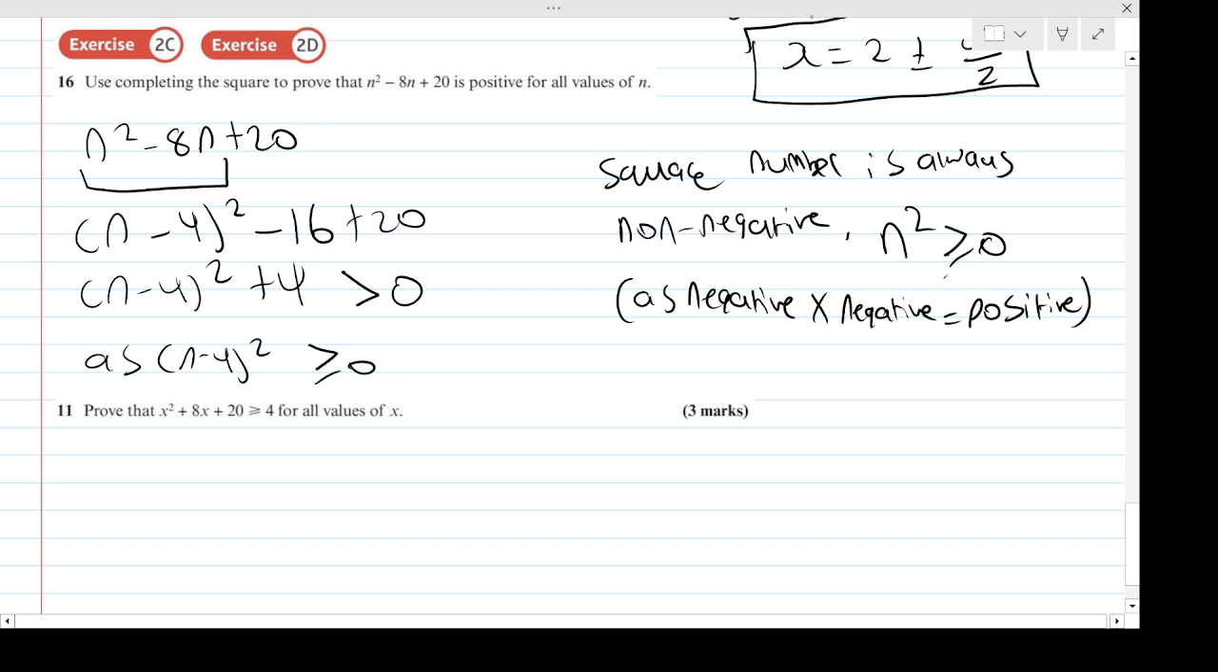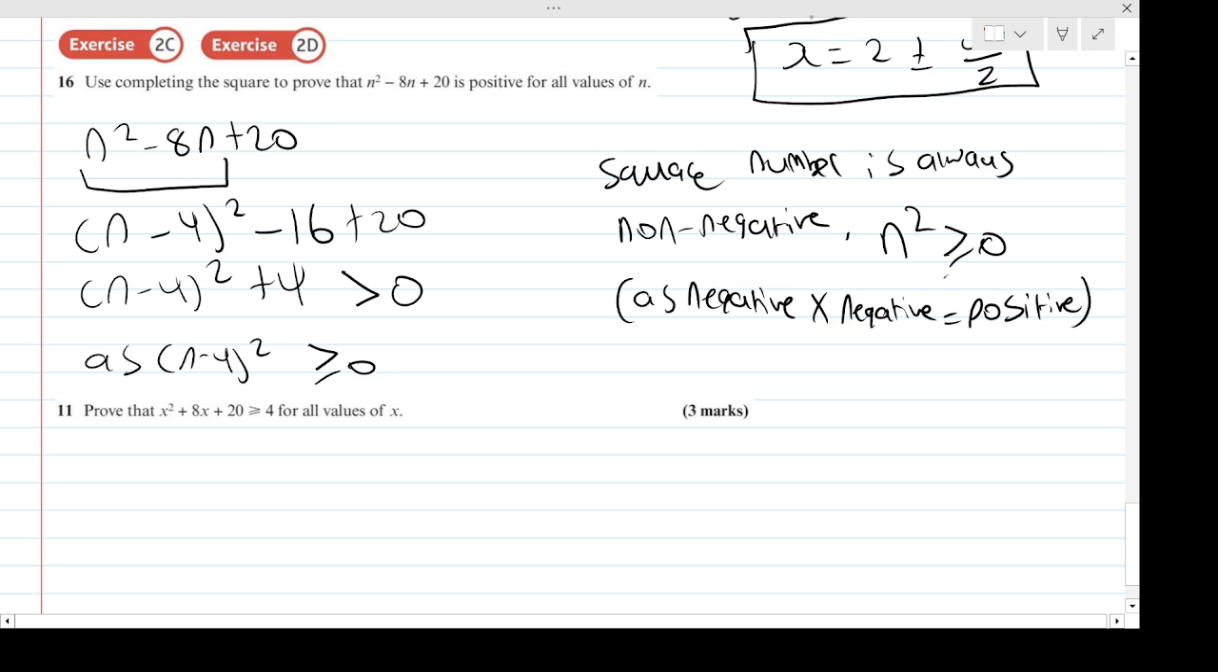That's essentially the reason. And that is a fairly common sort of exercise, a fairly common sort of proof. So it's a really good idea to have at the back of your mind that you can use completing the square to prove that a quadratic is positive or whatever.